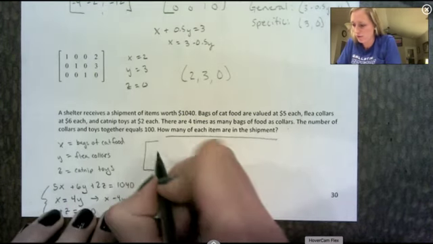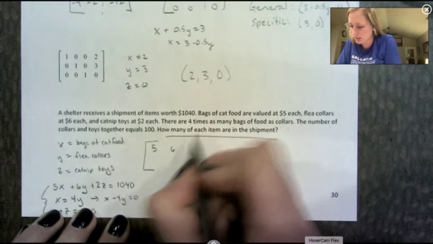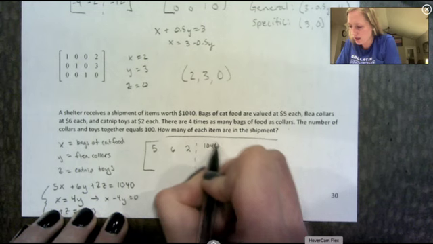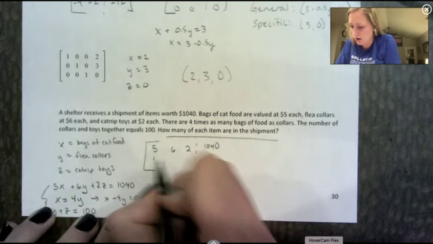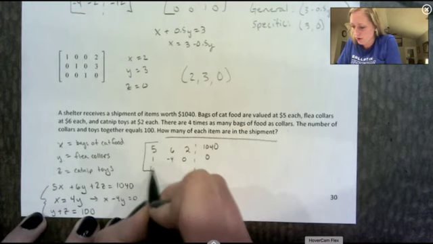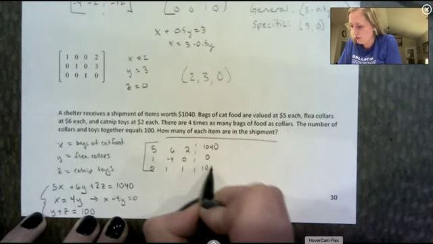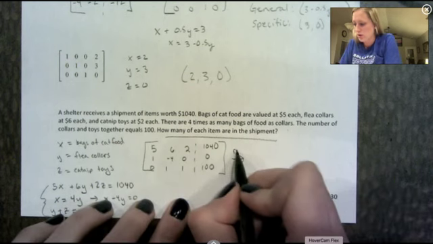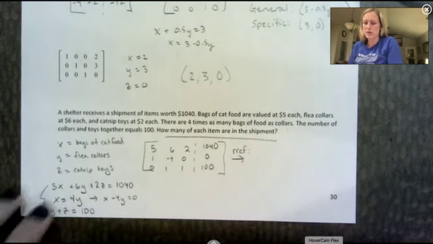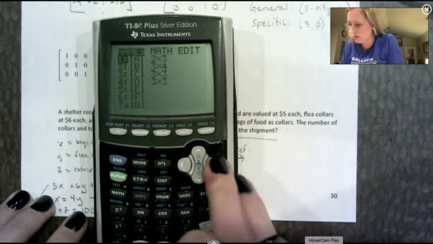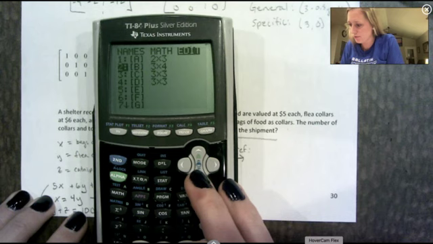Okay, so here I have 5, 6, 2, 1040. I have 1, negative 4, 0, 0, 0, 1, 1, 100. Okay, so there's my augmented matrix. We're going to enter it in the calculator here. So I have a 3x4 matrix.